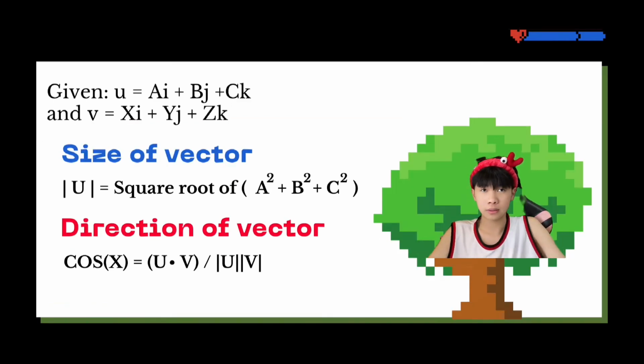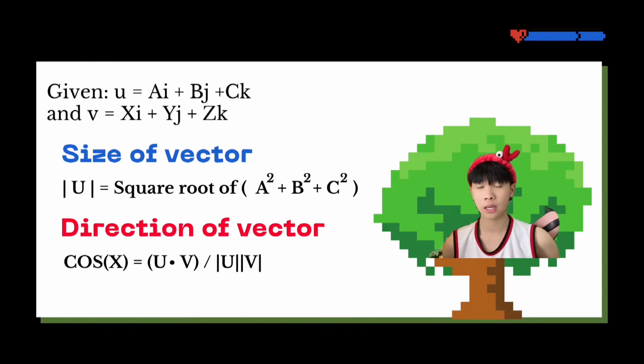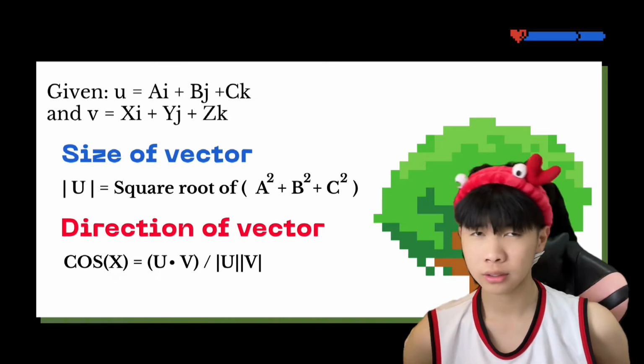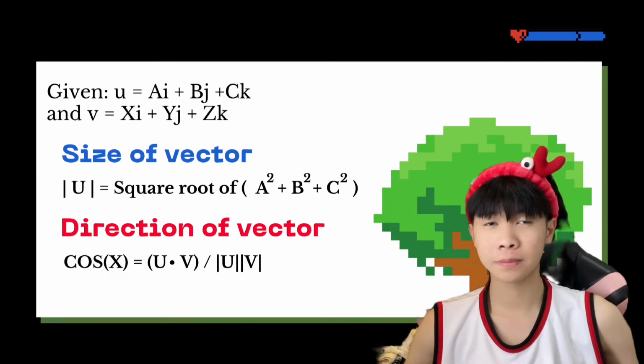For this level, given that u is equal to ai plus bj plus ck, and v is equal to xi plus yj plus zk. The size or length of the vector can be computed with the Euclidean norm, which is equal to the square root of a squared plus b squared plus c squared. For the direction of the vector, you can use the formula cos theta equals u dot v divided by absolute u times absolute v. Do you understand or not? If not, go back again.